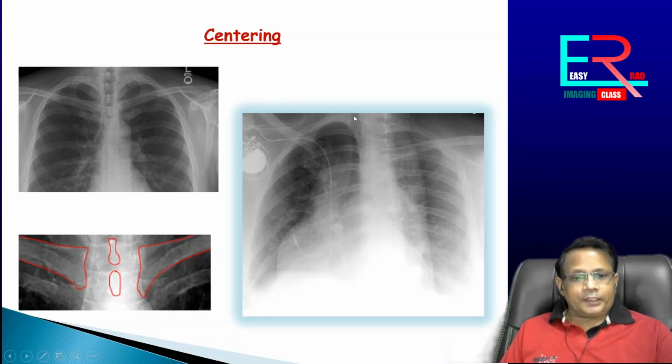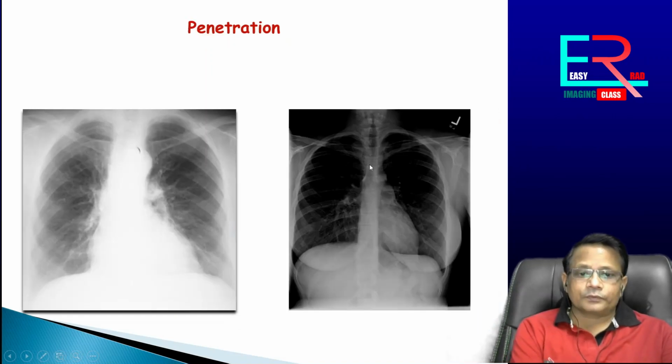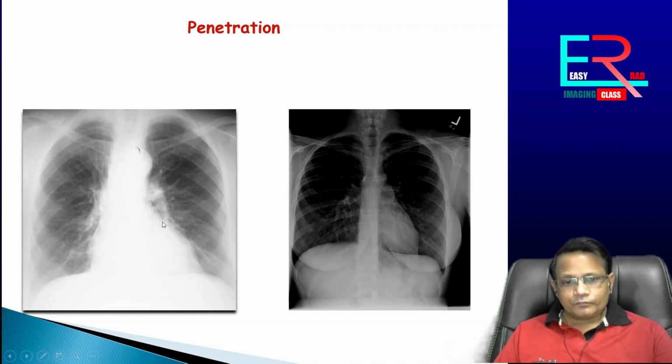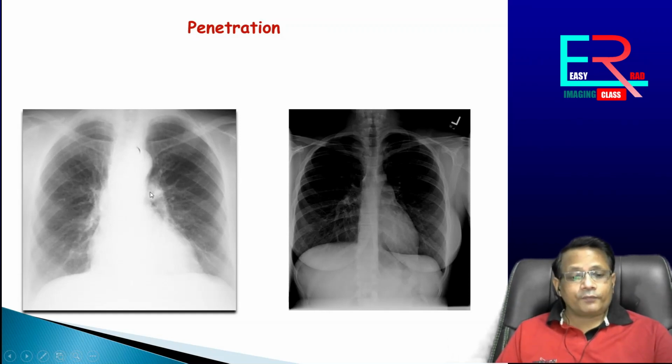If we find in this case that the air column of the trachea is here, and the medial end of this left clavicle is overlying the spine, then it is off-centered or oblique. Then the third technical point is penetration. Penetration means either a soft radiograph, or a highly penetrated or hard radiograph.